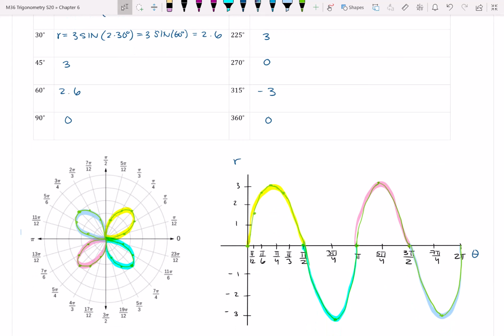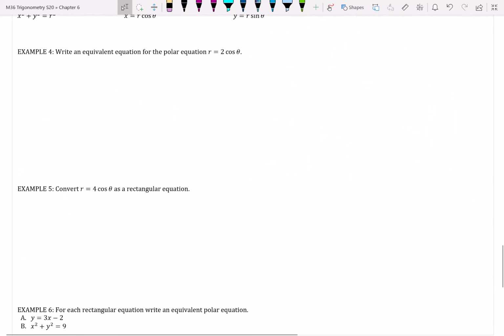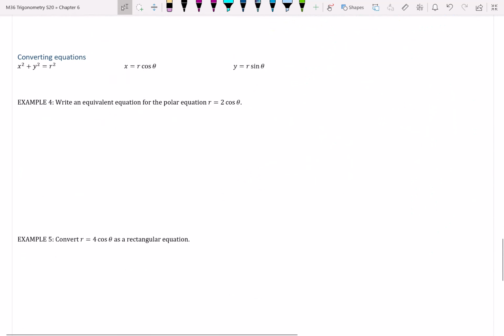Okay, last thing I want to talk about for this section is how to convert equations. So first I told you guys how to convert a polar coordinate into a rectangular coordinate. Now we're going to be converting rectangular equations into polar equations. And we're going to be able to use different things that we have used in the past. So for example, we know that x squared plus y squared is equal to r squared. And so if we wanted to go from rectangular to polar, we could use this equation.